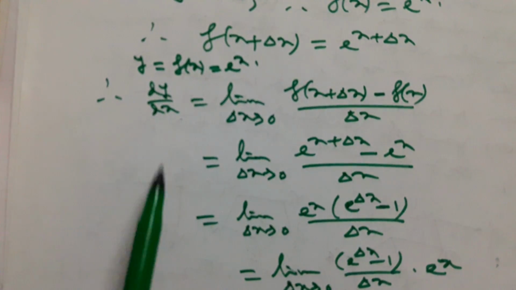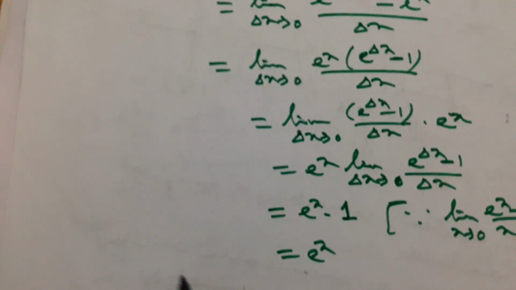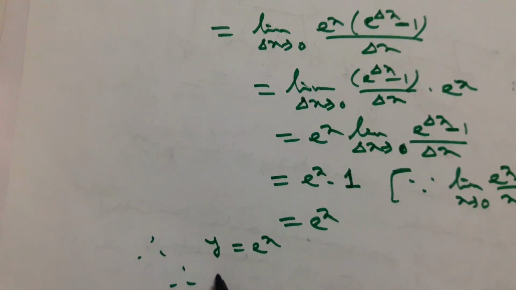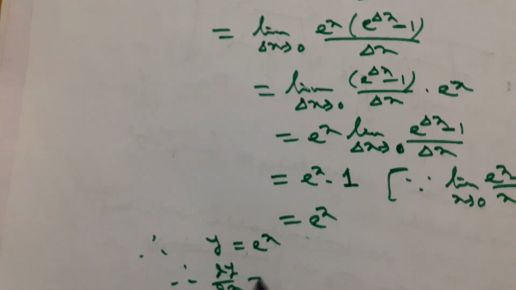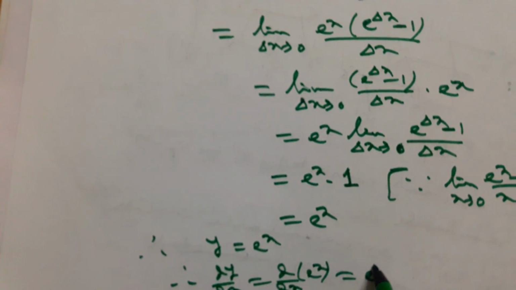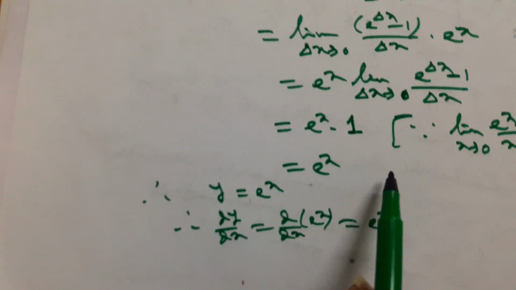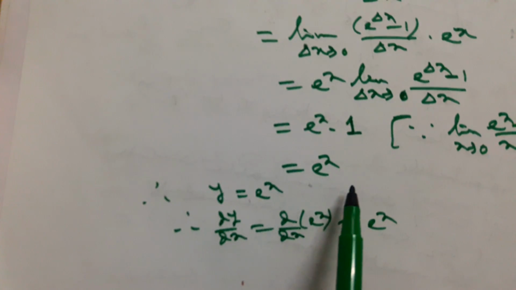So if y equals e to the power x, from the definition we find dy/dx equals d/dx of e to the power x, and that gives e to the power x. In this way you can evaluate the derivative of e to the power x from the elementary definition.